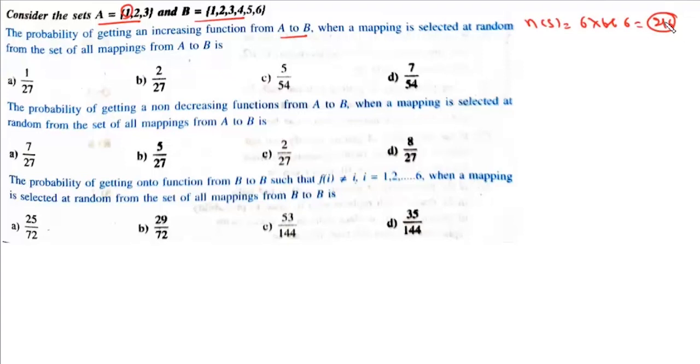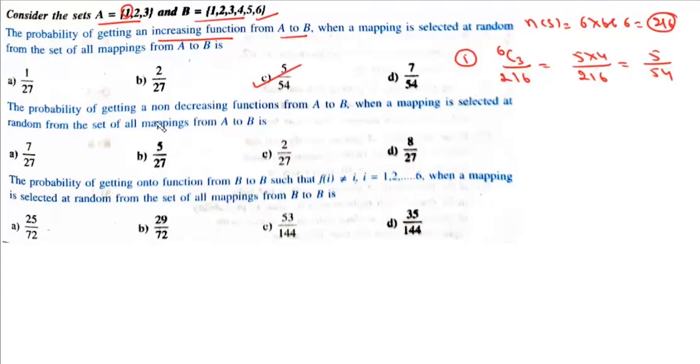Now the first one is to find the probability that we get an increasing function. In order to get an increasing function, we need to select 3 out of these 6. So it can be done in 6C3 ways. And since they are to be arranged in increasing order, there is only one arrangement. So it will be 6C3 upon 216. Now this is 5 into 4 upon 216, which is 5 by 54. And that's your option C.